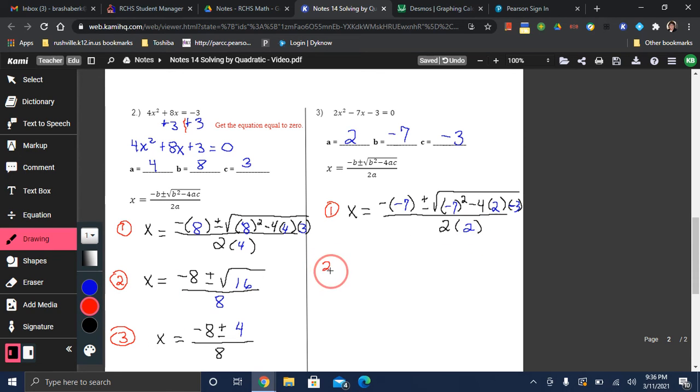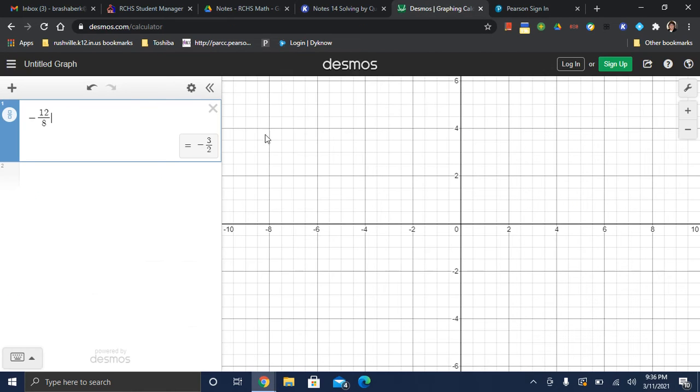Line number 2, we have x equals, make our fraction. The double negative gives us a positive 7, plus or minus the square root, but now we're going to go to the calculator and type in what is underneath the square root.